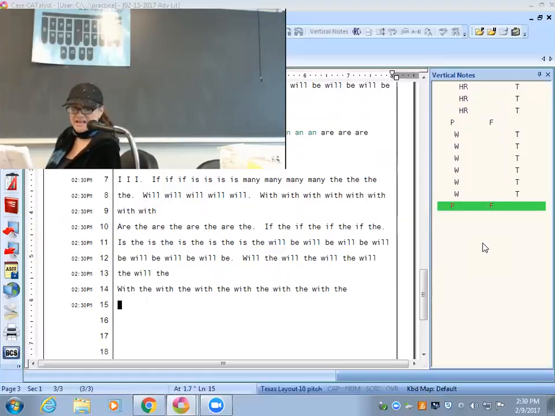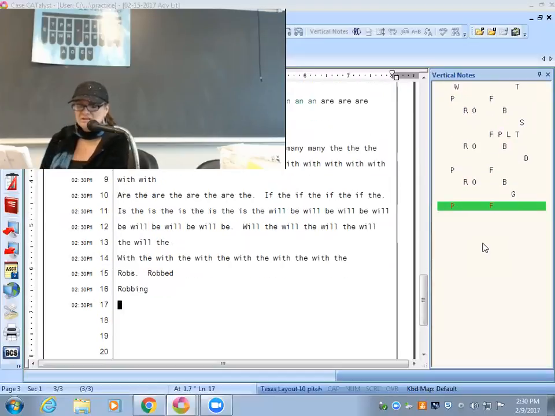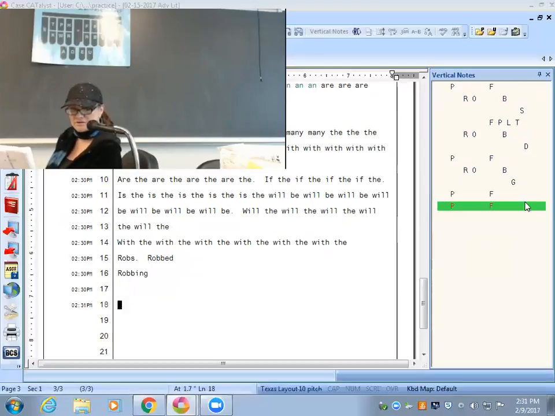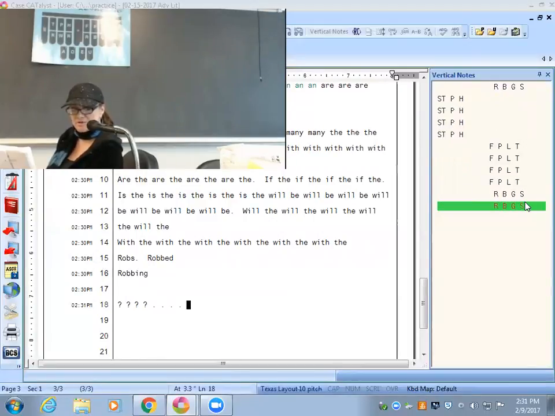Inflected ending S, as in robs, ROB, come back final S. Robbed, ROB, come back final D. Robbing, ROB, come back final G. Final ending is on the right side because it's an ending. Okay? Final S, final D, final G. And then you have your period, RBGS, comma, STPH, question mark, or period, FPLT, comma, RBGS, and then question mark, STPH.